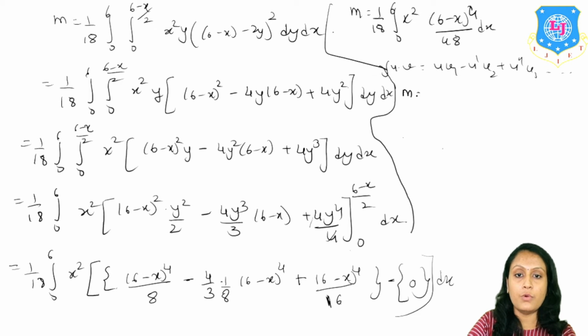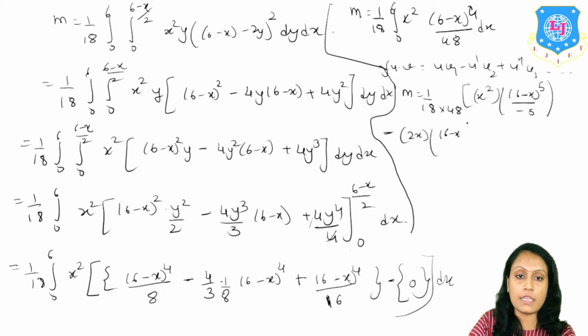Now m is equal to 1 upon 18, and we'll take out 48 outside. Now x square as it is. Now integrate this, so this is 6 minus x raised to 5 upon minus 5. Now minus derivative of this term, that is 2x, integration of this term, that is 6 minus x whole raised to 6 upon minus 5 into minus 6, so it will become plus 30, right?